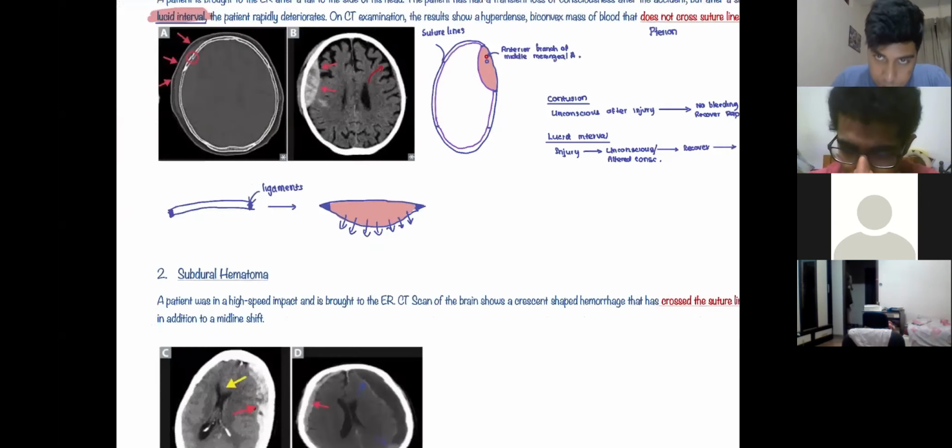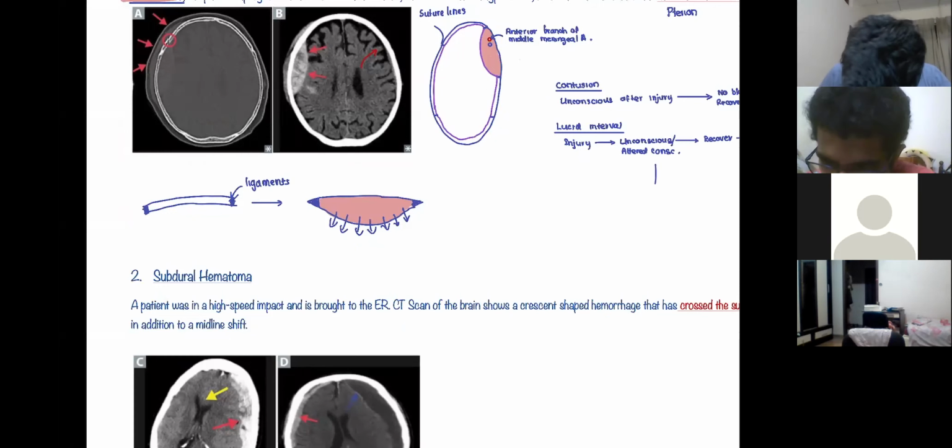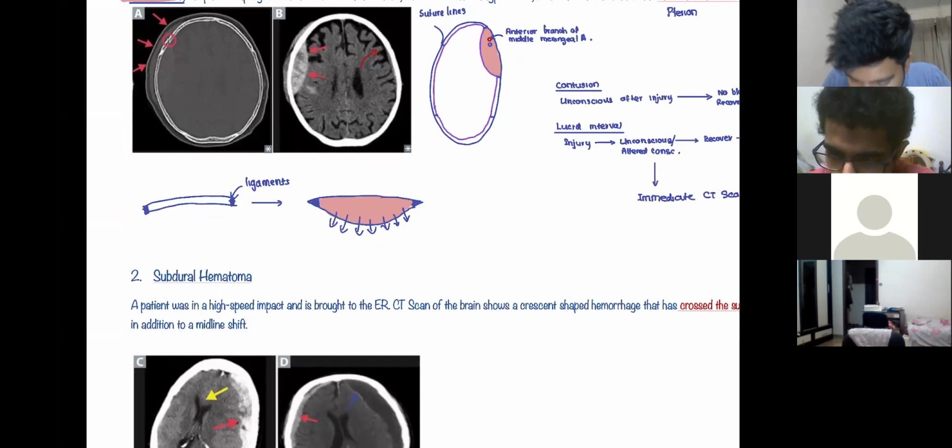So a patient who comes with these symptoms, an accidental fall or after a fight, with gradual loss of consciousness, his normal higher functions are gone now. It's gradually going. You must immediately do a CT scan. Okay, you must immediately do a CT scan. I hope you guys understand this.